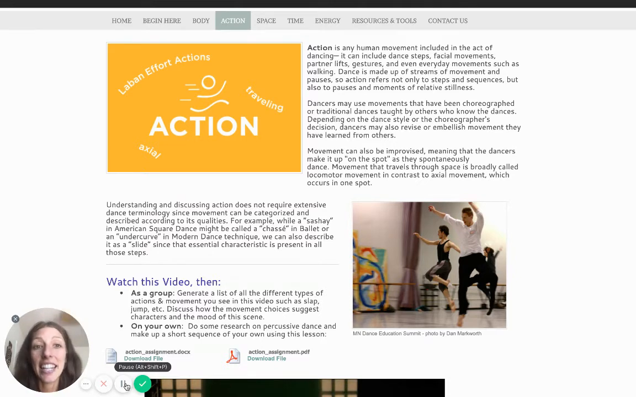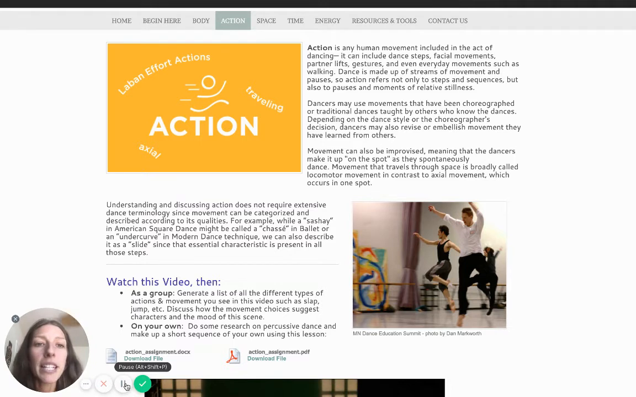So, action is any human movement included in the act of dancing. It can include dance steps, facial movements, partner lifts, gestures, and even everyday movements such as walking. Dance is made up of streams of movement and pauses. So action refers not only to steps and sequences, right? Grapevine, to the left, to the right, up, down, but also to pauses and moments of stillness. So if part of the dance is just waiting, that would be an action too, right? Wait or pause. It's all part of the action.